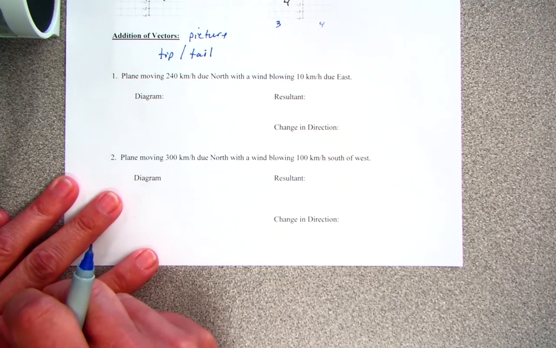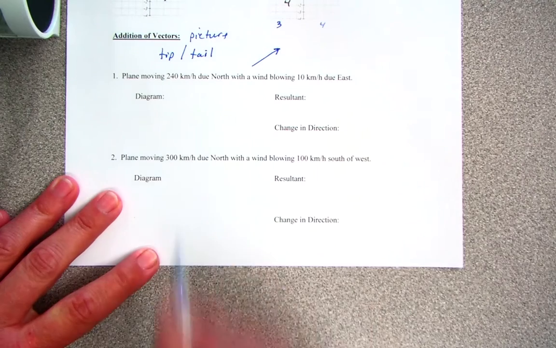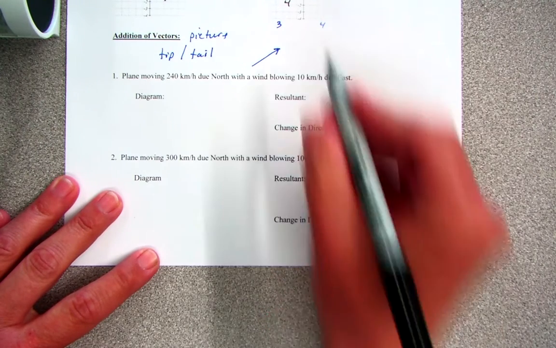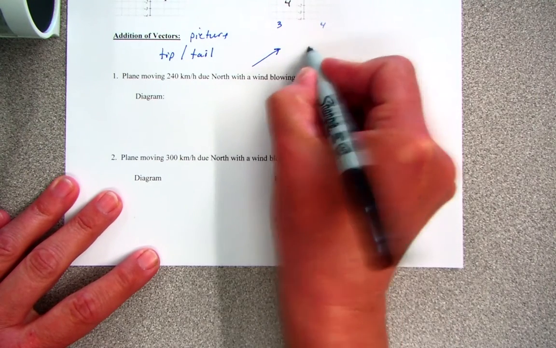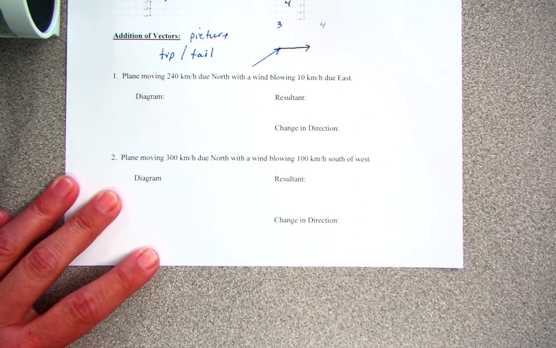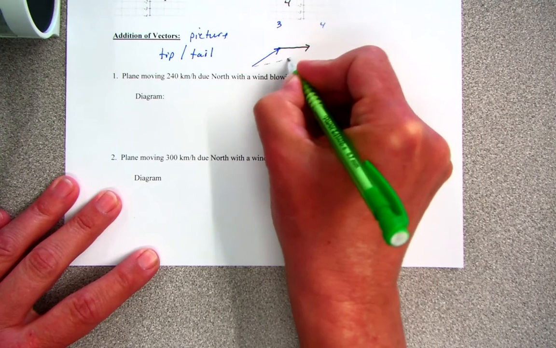So here's my first vector. The tail of the second vector is added to the head of the first vector. So this is what it's going to look like. And what's left when you're done doing this is called the resultant. Oftentimes we'll dash it in. So this would be called the resultant.